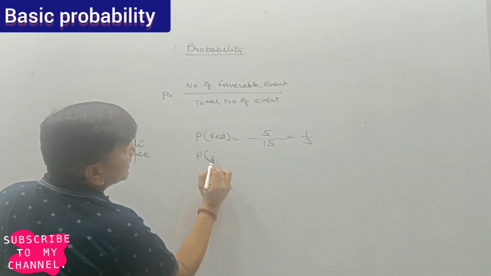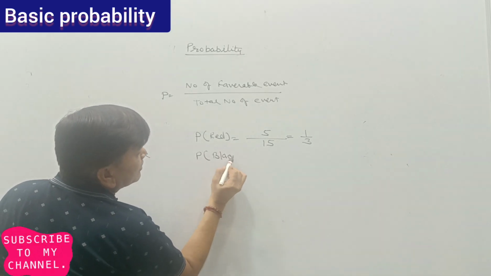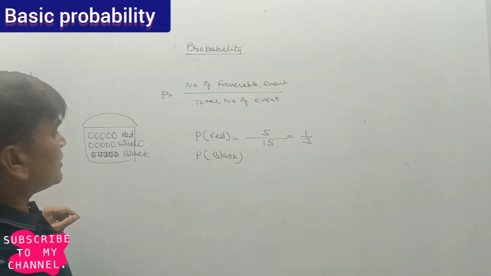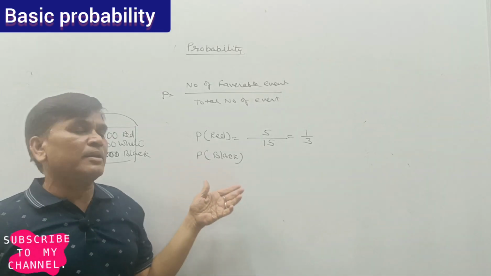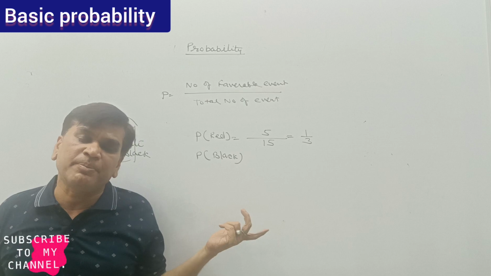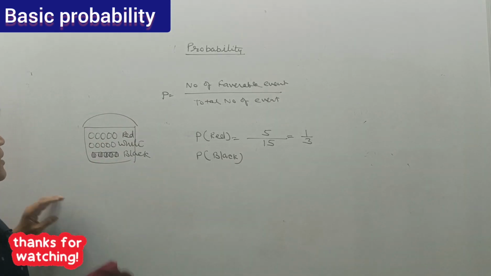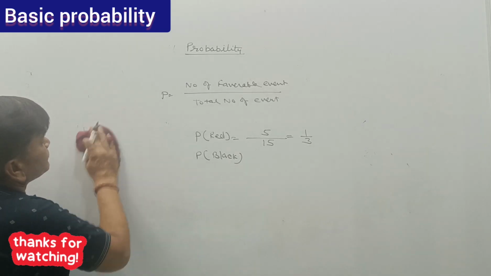Similarly, the probability of getting black, suppose the question changes. For black also there will be 5/15. For white also there will be 5/15 each. I am changing the question now.